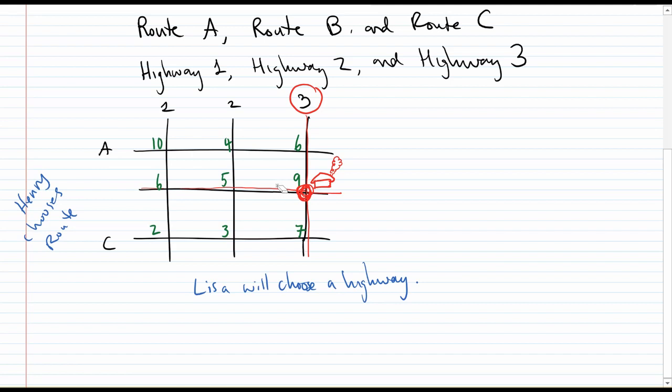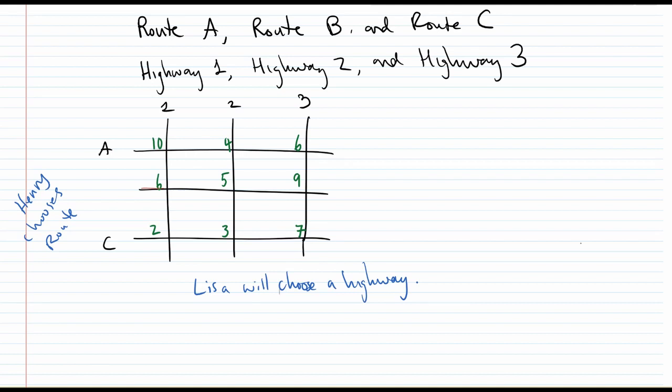So what I want to think about is, suppose we're Henry or suppose we're Lisa, then which road should we take to try to get as high of an elevation or as low of an elevation as possible? Remember, Henry wants a high elevation, Lisa wants a low elevation.